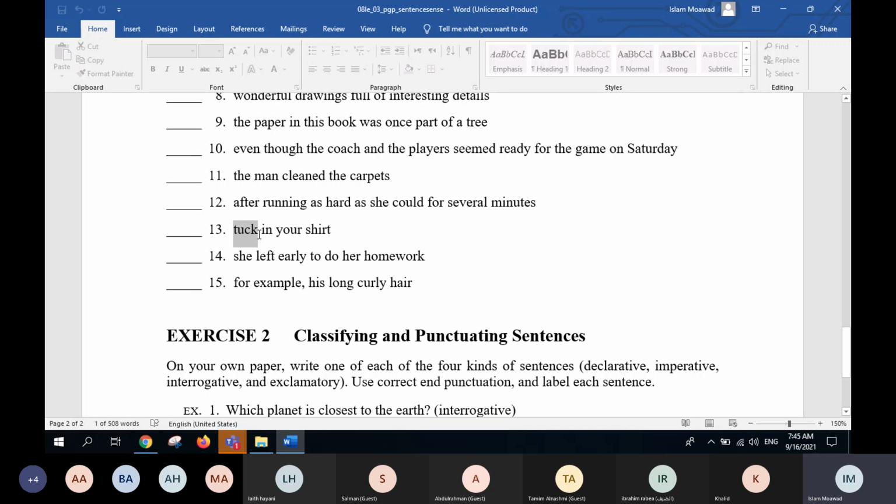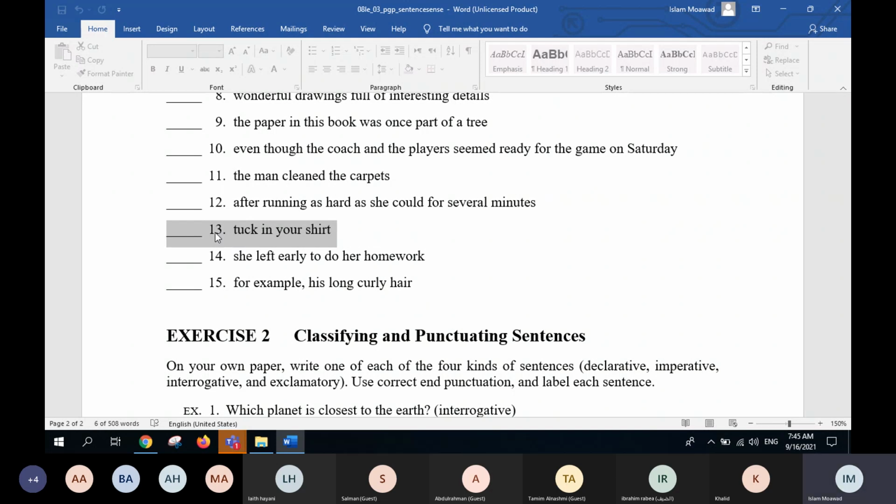So to make it safe, let's go with what Abdurrahman said. Right, Abdurrahman? So we can make number 13 a sentence. It's like an imperative one: put your shirt in. Mister, what does imperative mean? Imperative means giving orders, commands.